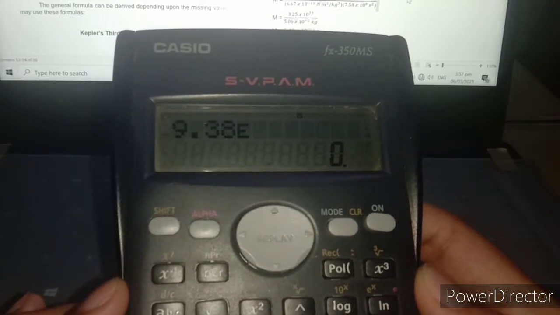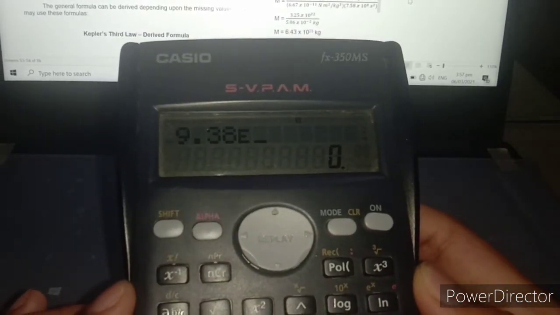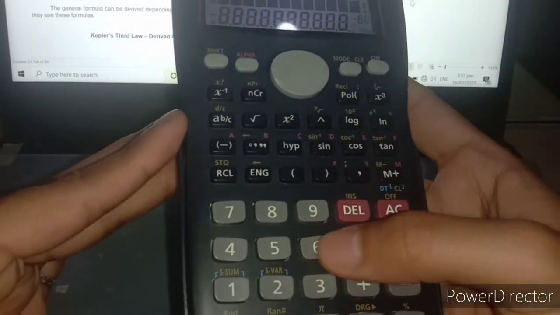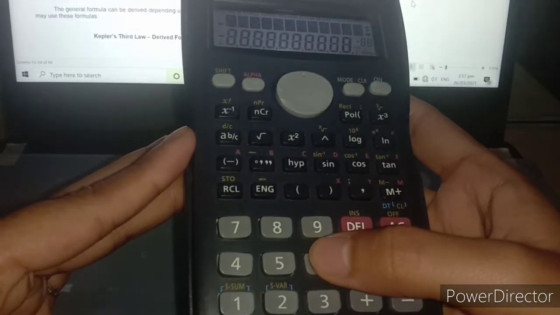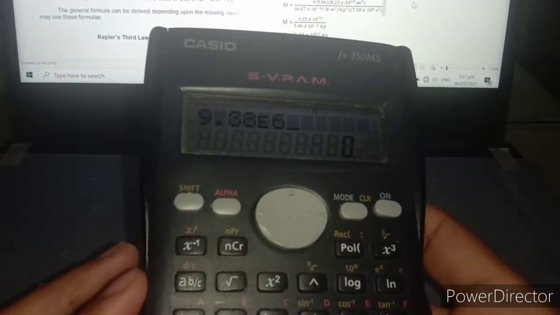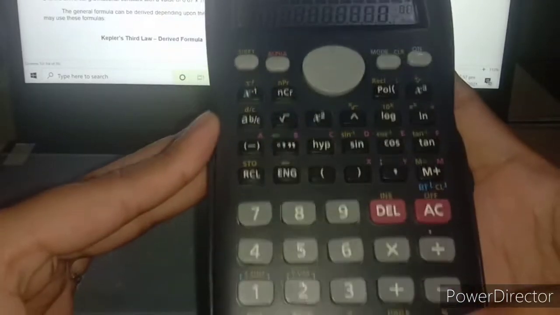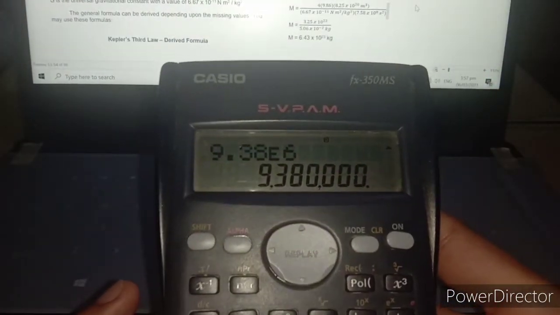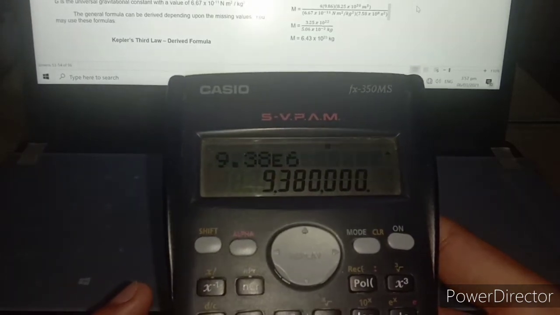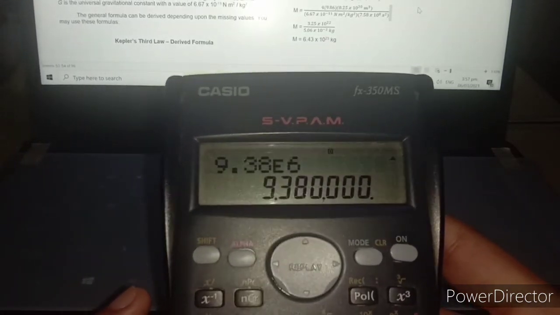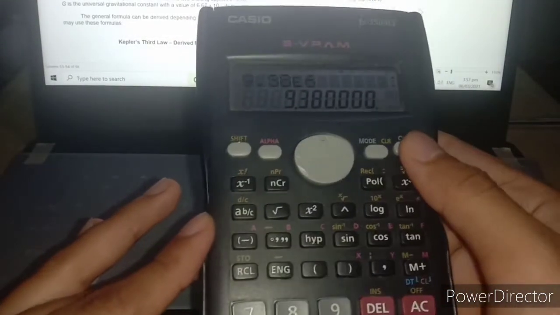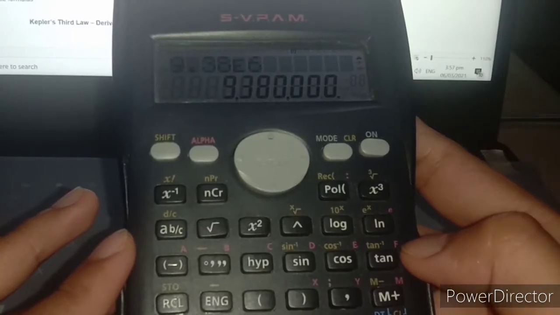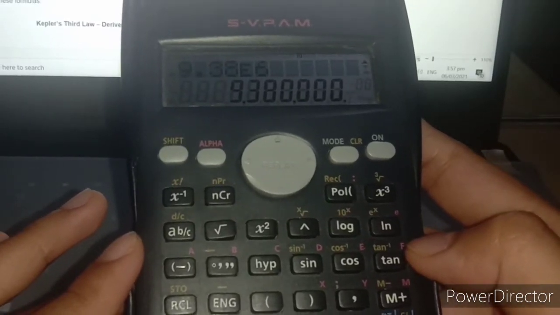So, 9.38E. And then, ano ba yung exponent natin? 'Di ba, 6. Kaya ang gagawin ninyo is type nyo yung 6. Okay? So, yan siya. Kapag ini-equals nyo siya, ano yung magiging value niya? Ayan. So, we have 9,380,000 pa rin. Katulad lang nung kanina. Pinakita ko lamang siya. Ang gagawin ninyo, hahanapin po ninyo yung kanyang cube, or i-multiply natin siya sa kanyang sarili ng 3 beses.